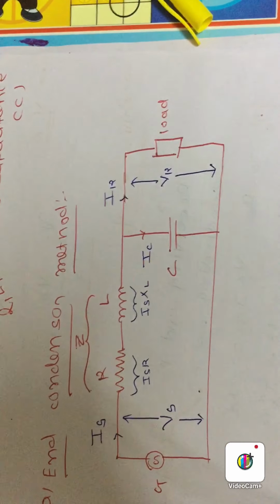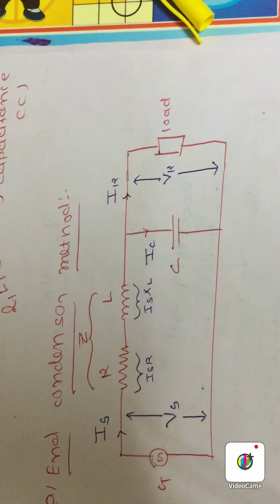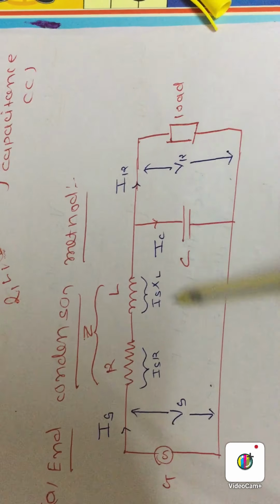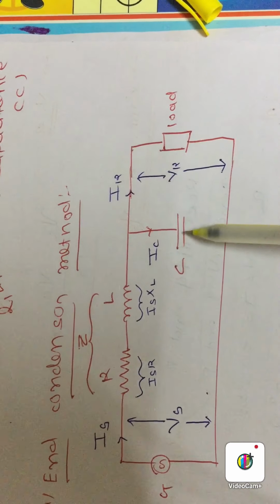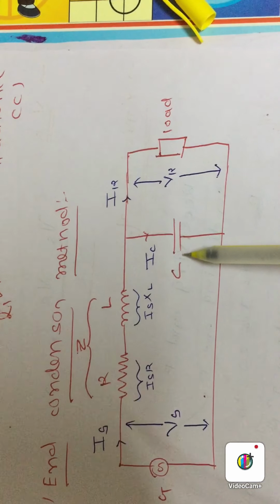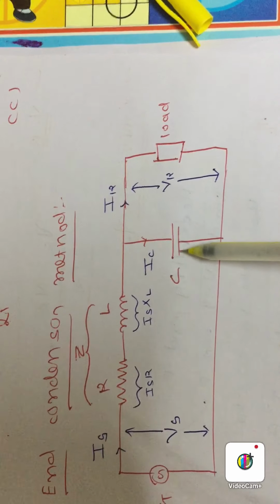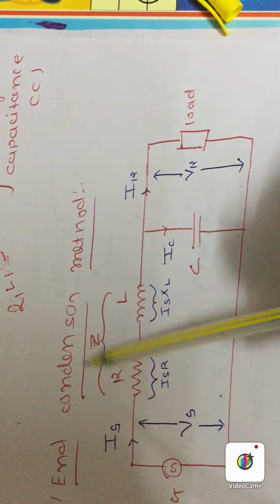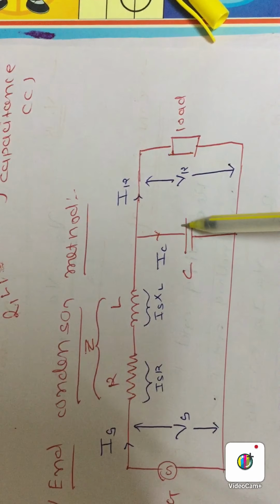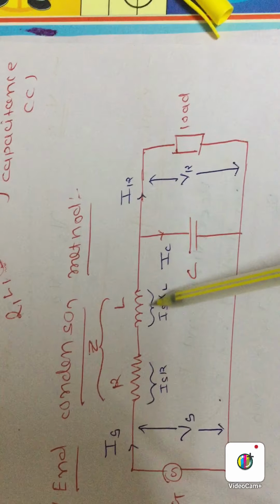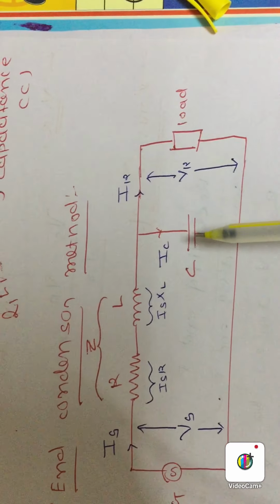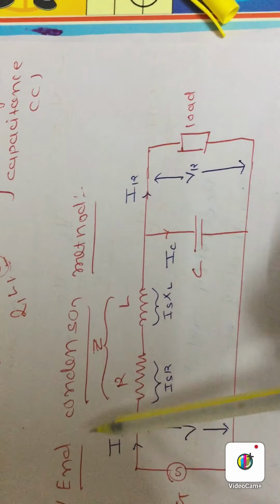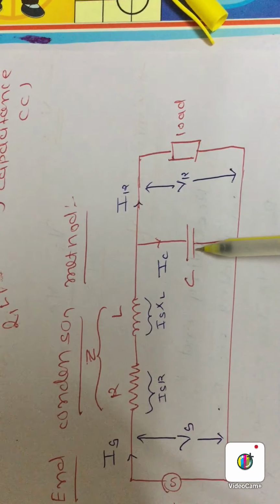Now this is again the third circuit of medium transmission line. Okay, this is the end condenser method. In this method we are taking capacitor at receiving end side. We are putting the whole capacitor at receiving end side. So capacitor means condenser, it is put at the end of the transmission line. So this method is known as end condenser method. End condenser method means we are putting condenser or capacitor at the end of transmission line. It means end means receiving end side.